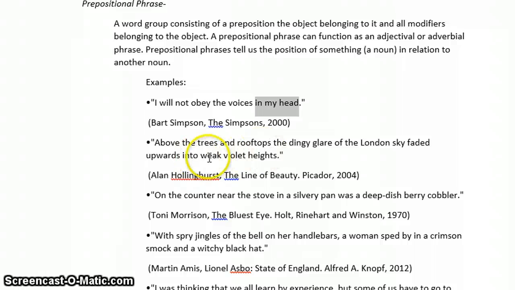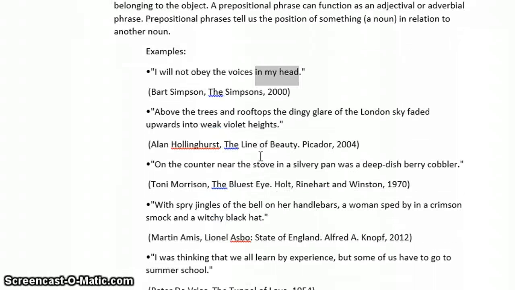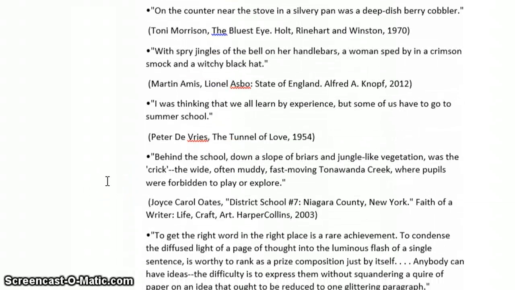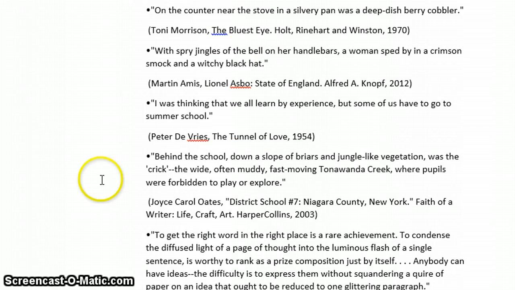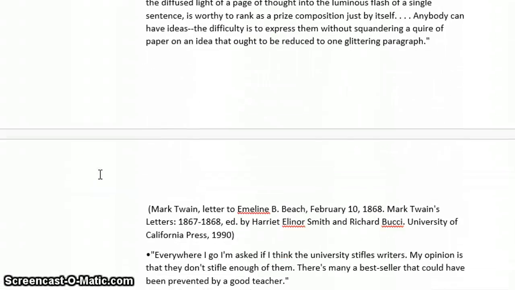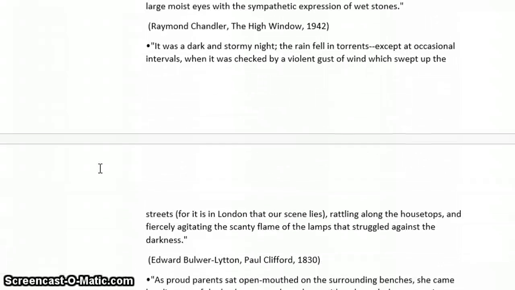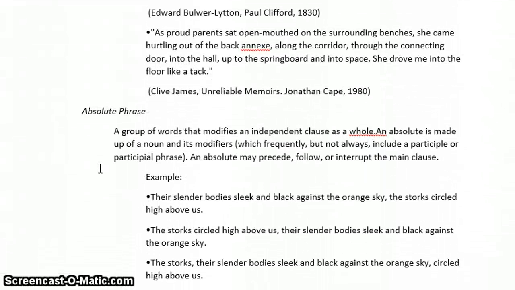Also, we have into weak violet heights. Once again showing us positioning of things there. There's not a lot to say about prepositional phrases other than you can use those to effectively move your writing along and get a better description of where things go. They are often used in higher writing because you can cram a lot of information into a sentence by giving it relationship to other objects. So you're welcome to review these. These are on the assignment sheet, but in interest of time, I'm going to scroll down to the absolute phrase.